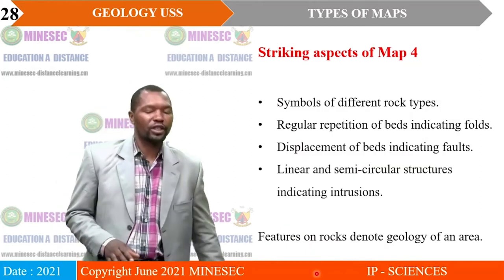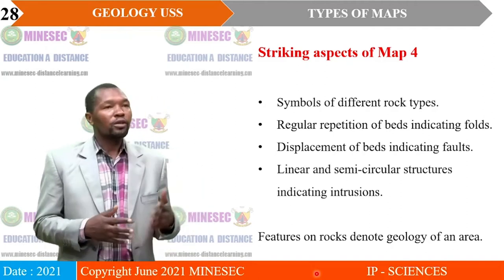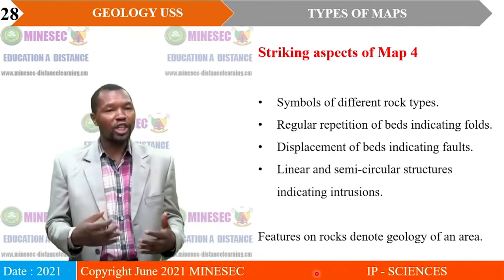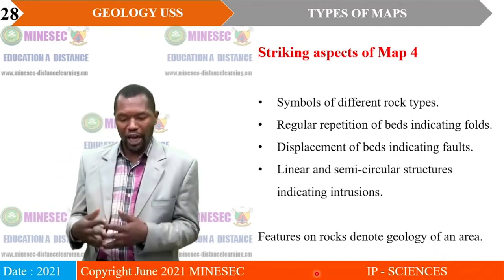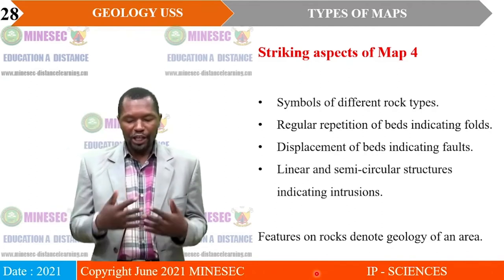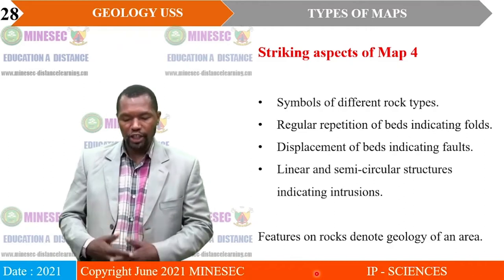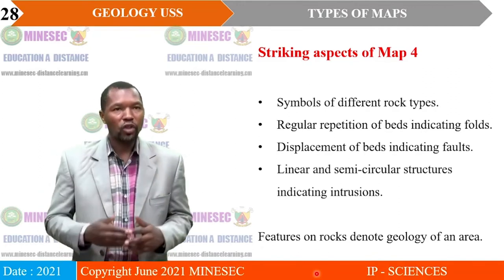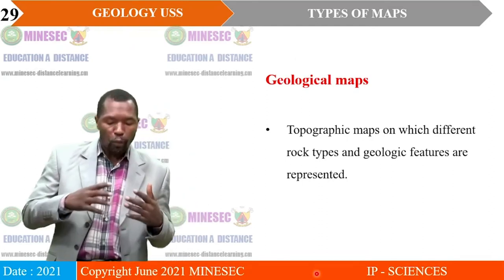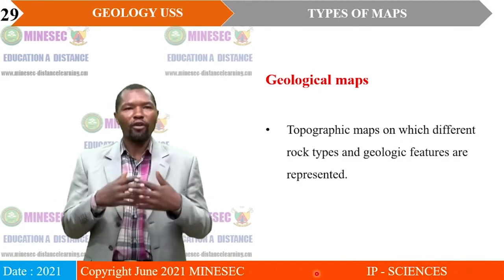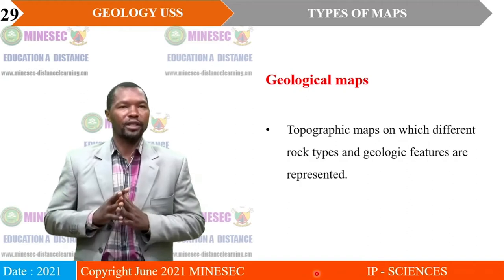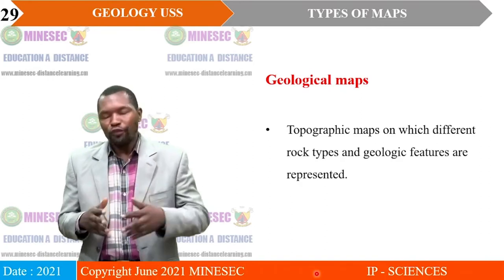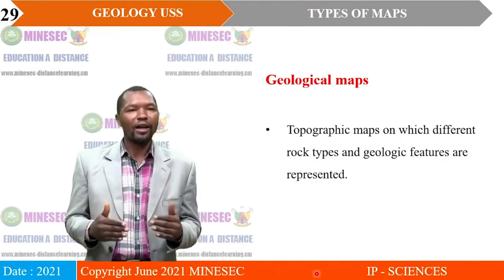So the striking aspects of map 5 will involve symbols of different rock types. Then regular repetition of beds, which indicates folds. You have displacement of beds, which indicates faults. Then you have linear and semicircular structures, which indicate intrusions. Now, features of rocks denote the geology of an area. Therefore, a geological map is the topographic map on which different rock types and geologic features are represented. Again, a geologic map represents that map on which different rock types and geologic features are represented.